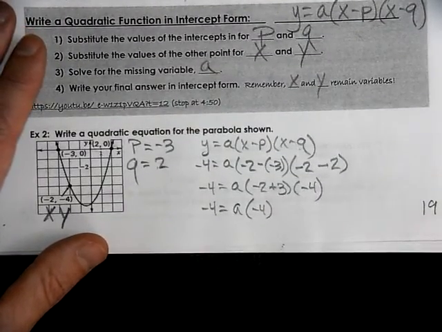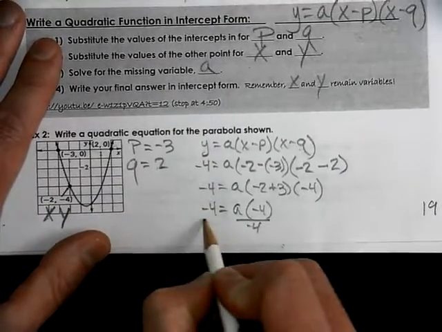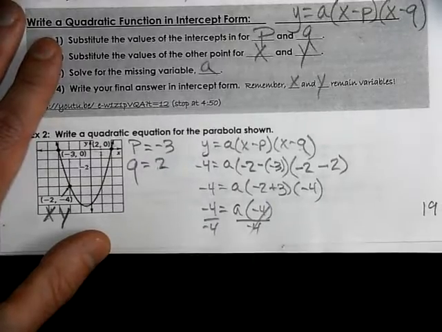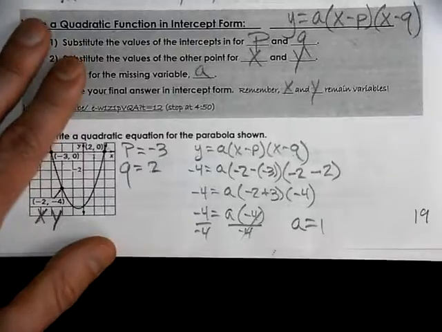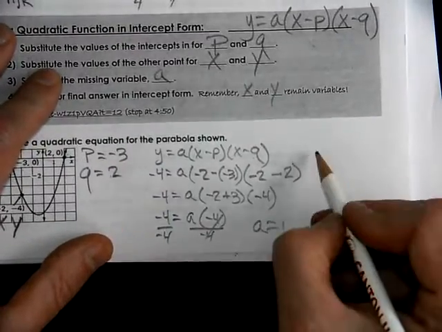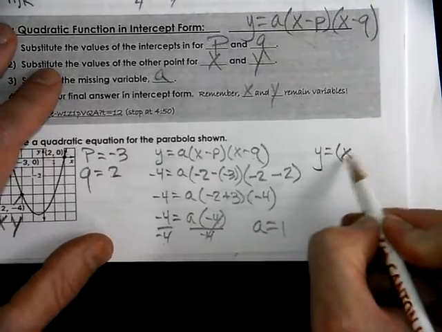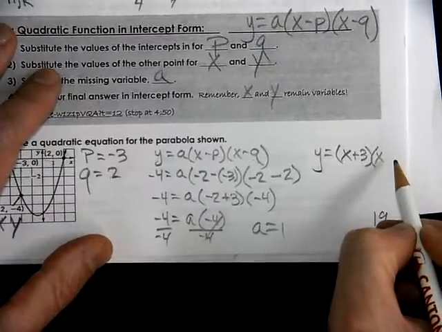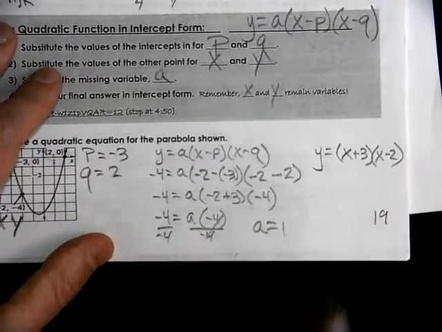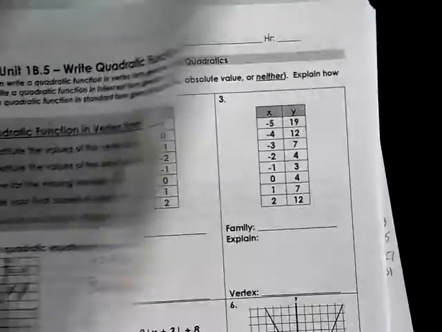It's not -4. It's -4. So I'm going to divide by my -4, and that gives me an a value of 1. So my final answer is y equals, I don't really need to write the 1, x plus 3, x minus 2. So we'll flip sides.